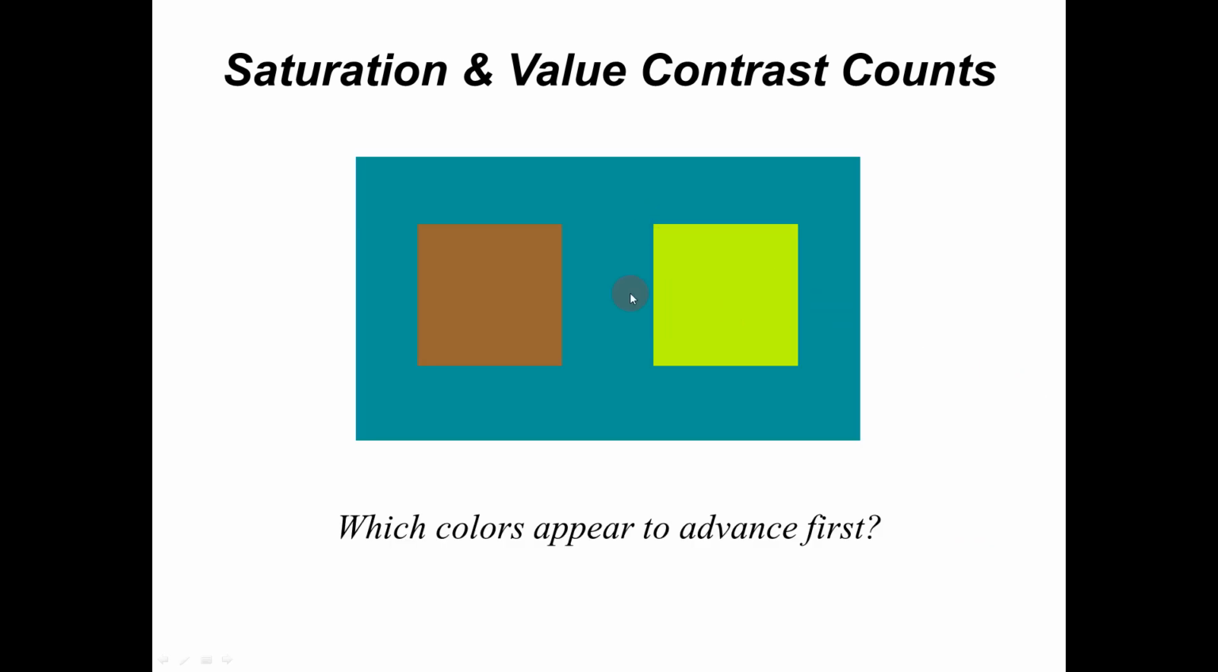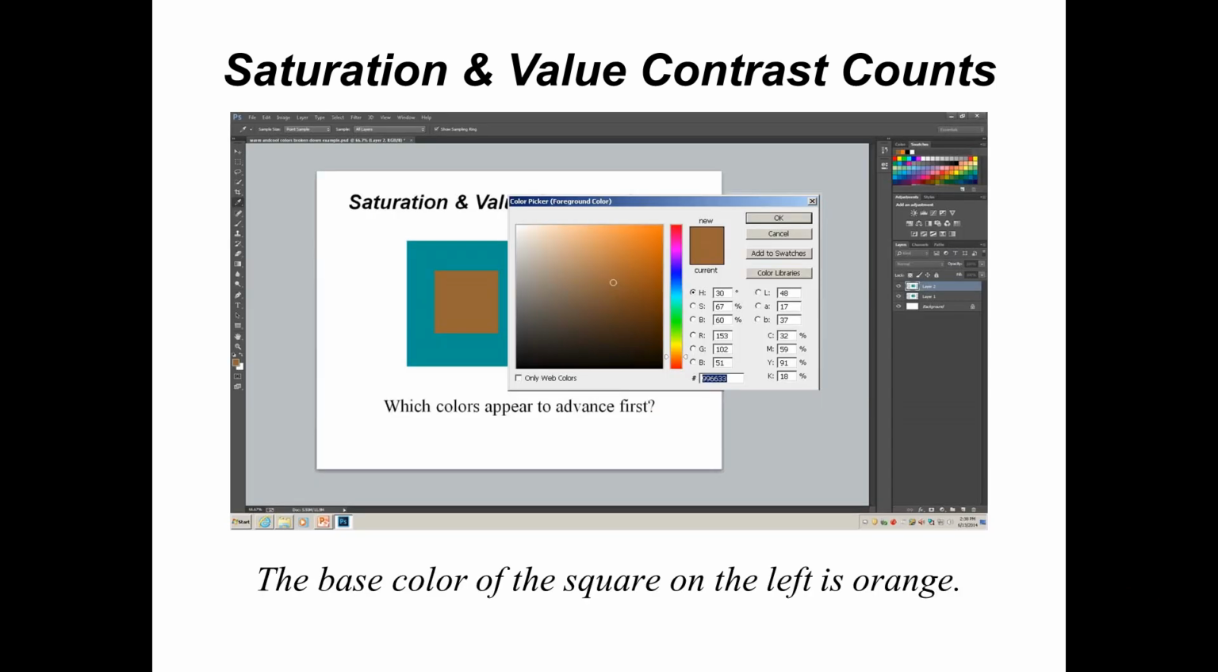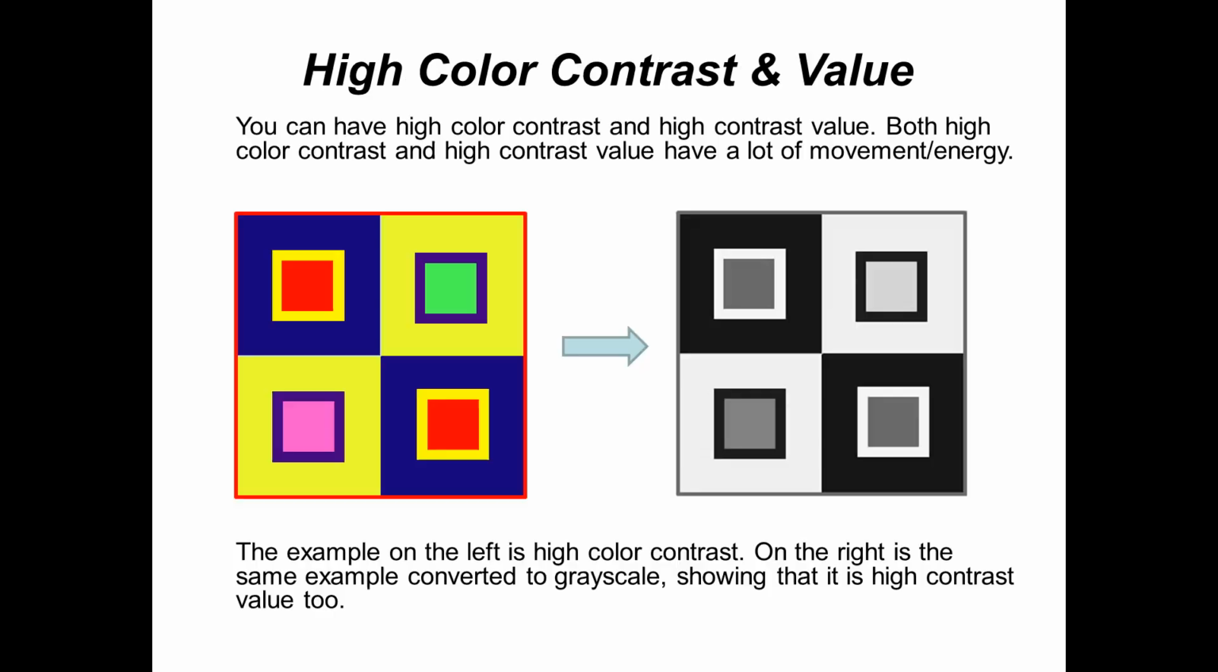Plus, this is a pure color and this is not. So this is why the purity of the main color needs to be purer than the colors surrounding it. And there needs to be a noticeable difference between the value of the main color and the colors surrounding it. So high color contrast and value.